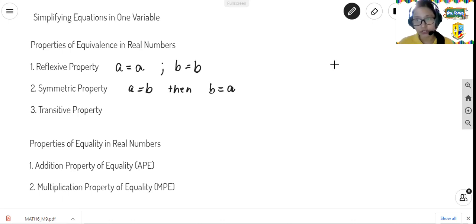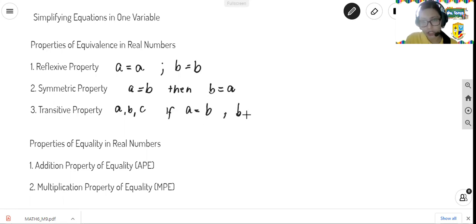There's also another rule or another property of equivalence, which is transitive property. This involves, let's say, real numbers A, B, and C. So all of them are real numbers, okay? Same thing with the one in reflexive and symmetric. So if A is equal to B, and then B is also equal to C, then we can say that A is equal to C.